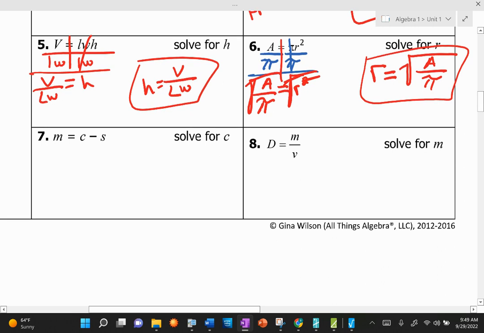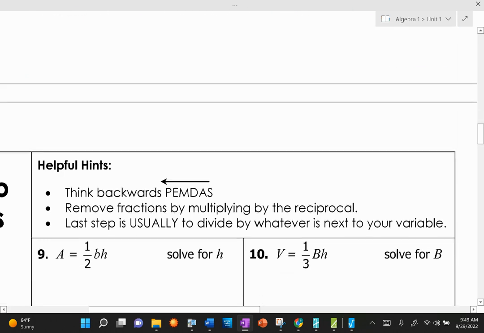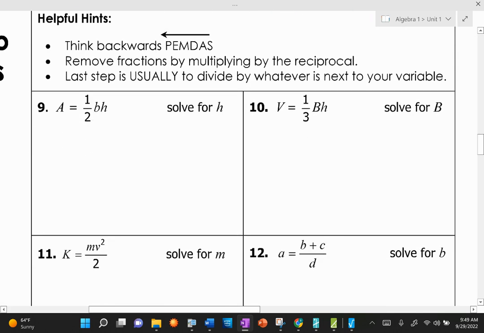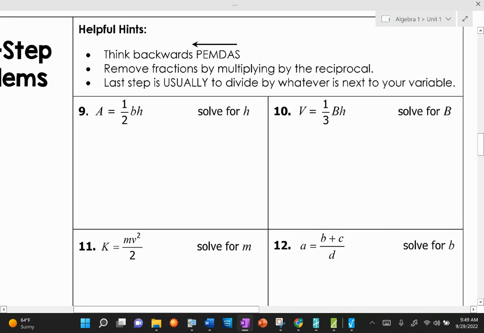We can move on. Let's go to the back page. These are just slightly more complicated formulas, but you're still working them the same way. You're thinking backwards PEMDAS, so you're moving addition and subtraction first.